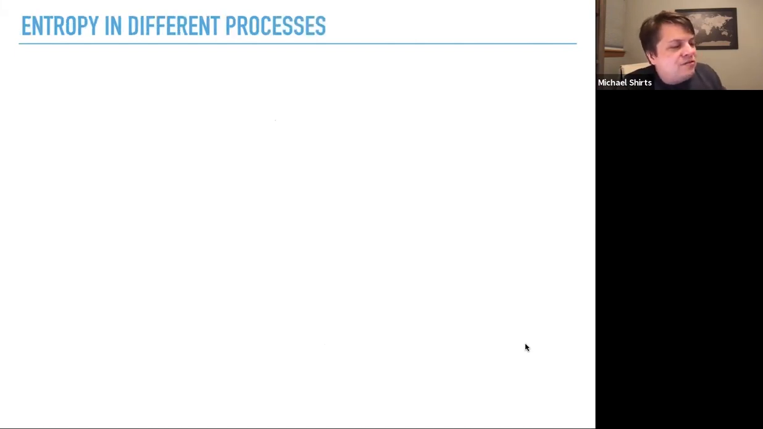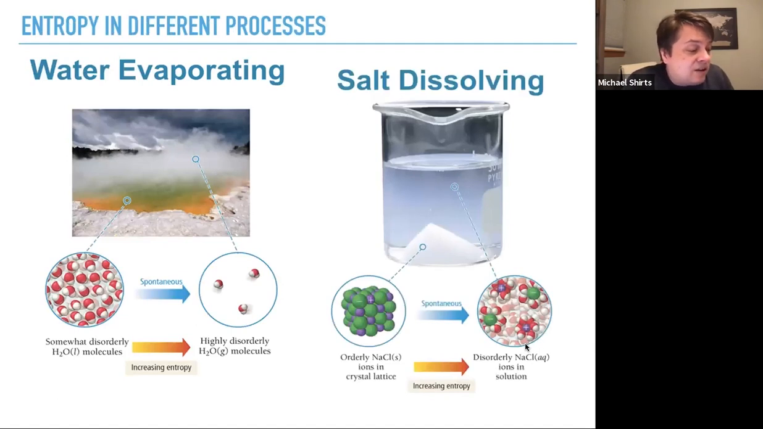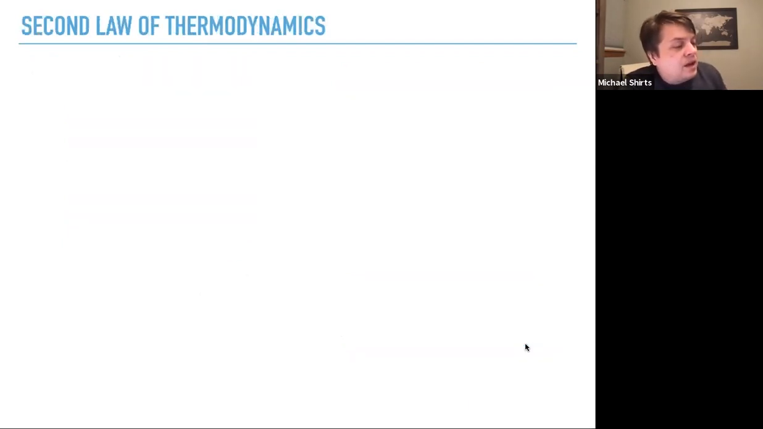Okay, so entropy in different processes. Water evaporating is a good case. It needs to take thermal energy in, and when that happens, if it's hot enough, it'll spontaneously vaporize. Or salts, ions dissolving: you go from orderly sodium chloride ions in a crystal lattice to disorderly being dispersed throughout the entire solution. So clearly there is a loss of order there.